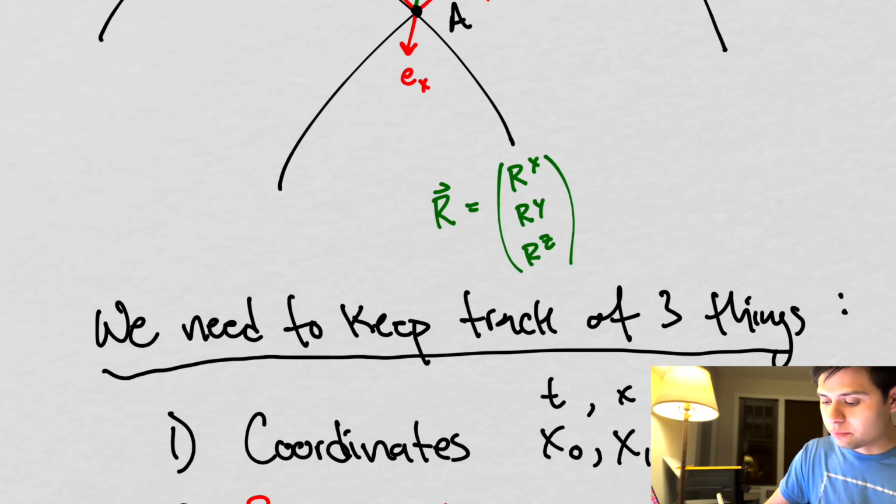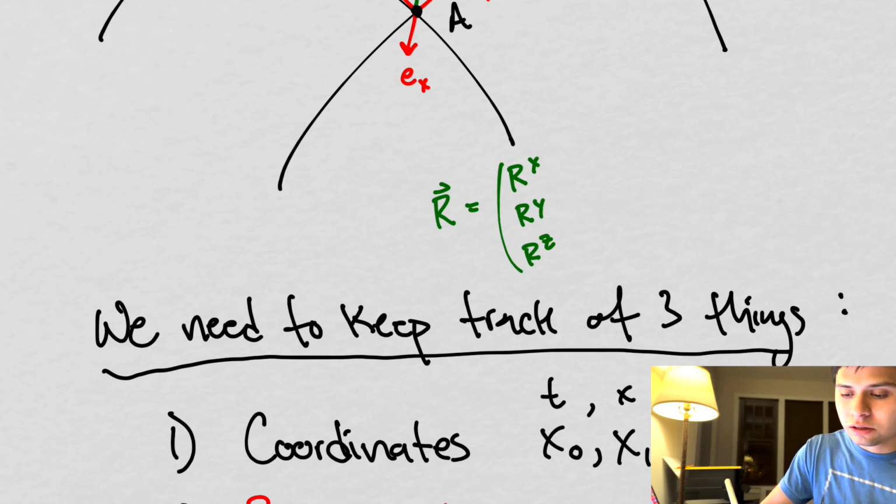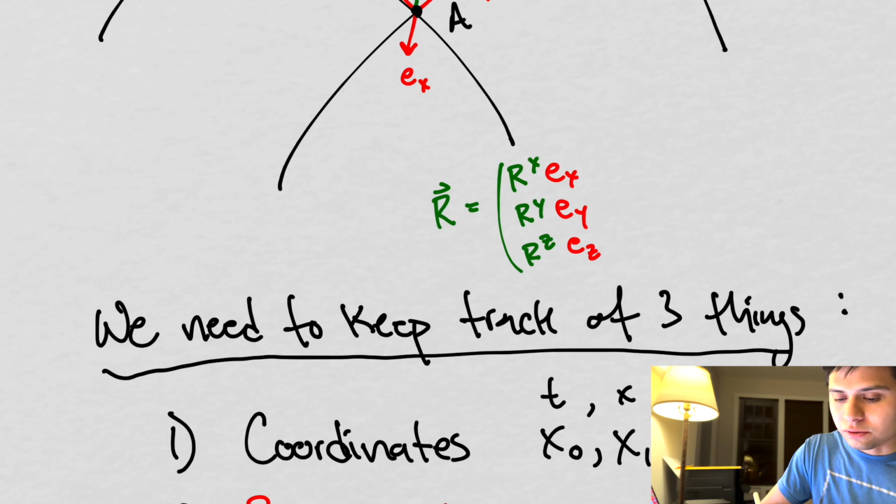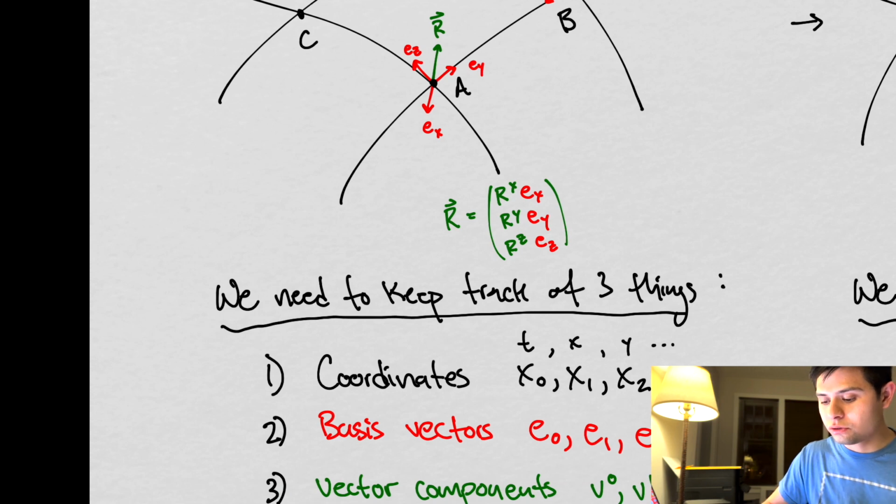And if we want to be a little bit more specific, we have our basis vectors as well. So these green guys here, we also need to keep track of these, right? So we have our underlying coordinate system, we have our basis vectors we need to keep track of, and we have our vector components that we need to keep track of.